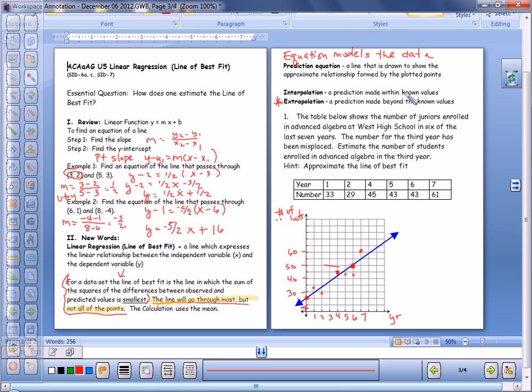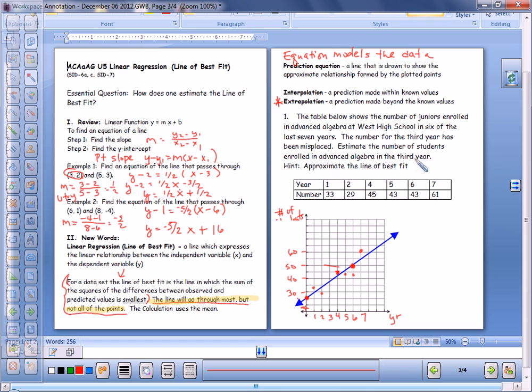There's two things we can do with this. Interpolation is where we make a prediction within the values we already know. That's what we're going to do down here in number 1. And then extrapolation is where we make a prediction beyond the values we know. And I'm going to add a you-try to this one so we can do that also.